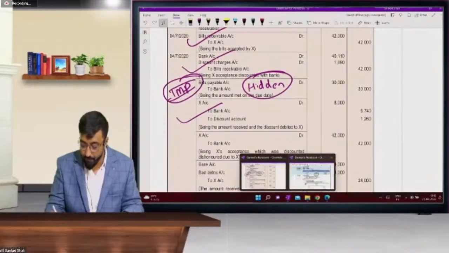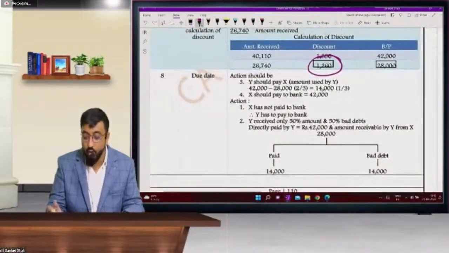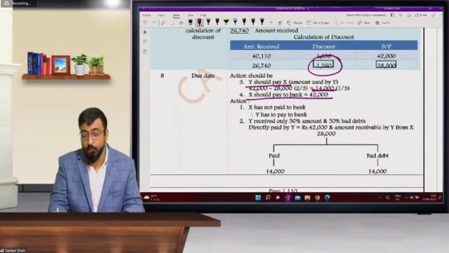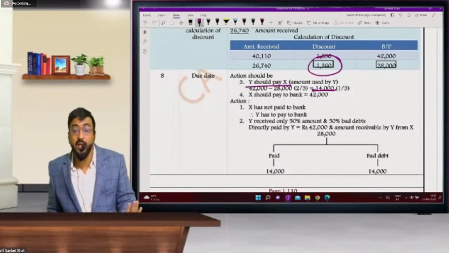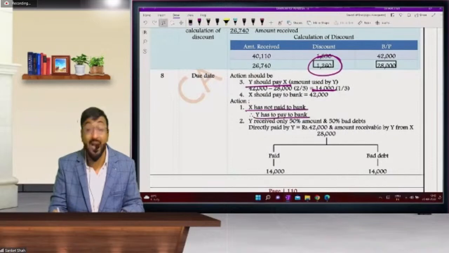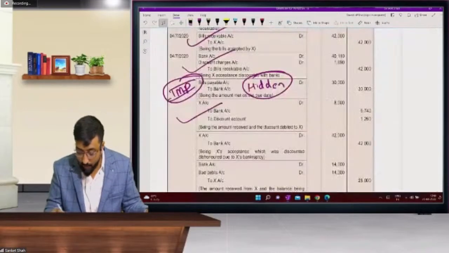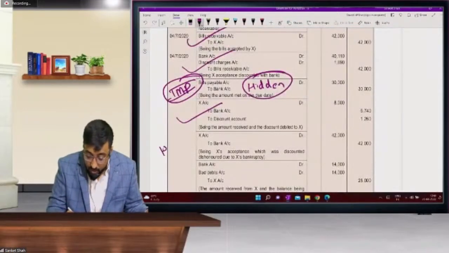Okay. So now total balance is 28,000. And on due date, Y should pay X 14,000 and X should pay bank 42,000. तो ये due date पे होना चाहिए था, पर हुआ क्या? X has not paid to bank, so Y has to pay bank. So Y ने pay कर दिया. So here Y paid the bank. So here, very important entry again, dishonor entry.